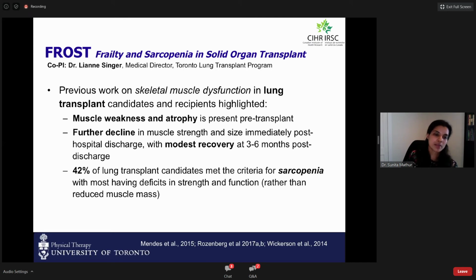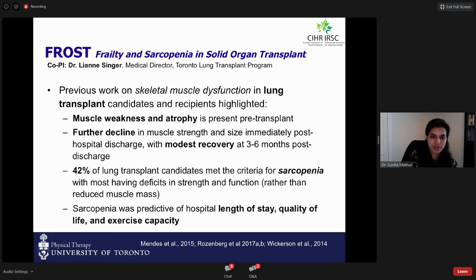And as I showed in the previous slide, we found that close to half of lung transplant candidates meet the criteria for sarcopenia, with most of them having deficits in strength and function. But what about other types of patients, other types of organ groups? So now our larger study includes lung transplant candidates, but also includes other types of organ transplant groups.